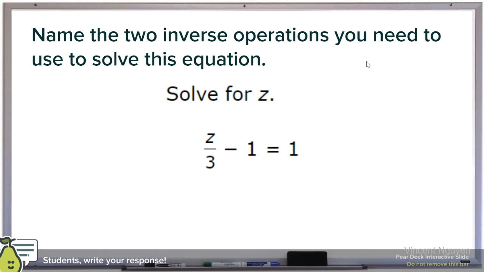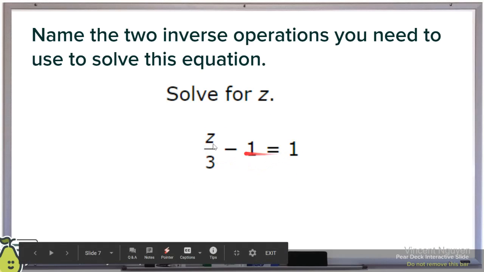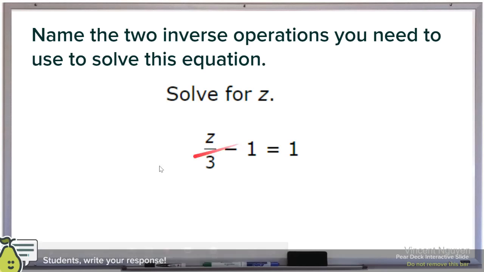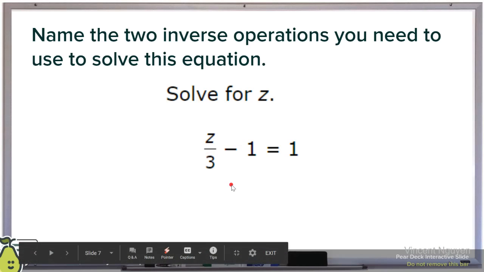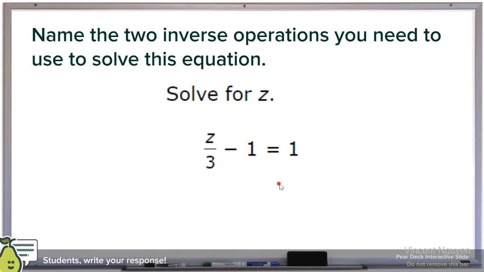All right, let's get back to math here. This is your turn to tell me the two inverse operations that we would need in order to reverse all of these in order to get z by itself. So if I were doing this live with you, you would be typing in your response, right? So I hope that you would type in the inverse operation for -1 would be addition, and then the inverse operation for dividing by 3 would be multiplication. So the two inverse operations we would use here would be addition and multiplication in order to undo these two numbers in order for z to be by itself, okay?